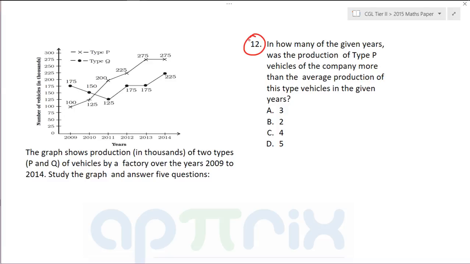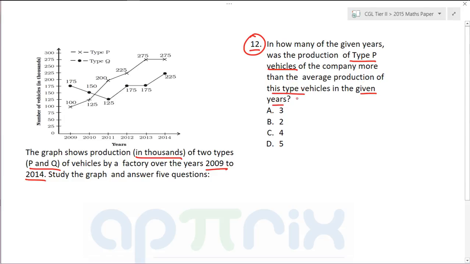Alright, read question number 12 and let's see what it says. The graph shows production in thousands of two types P and Q of vehicle by factory over 2009 to 2014. Study the graph and answer the following question. Question number 12 says, in how many of the given years was the production of type P vehicles of the company more than the average production of this type vehicle in the given years?